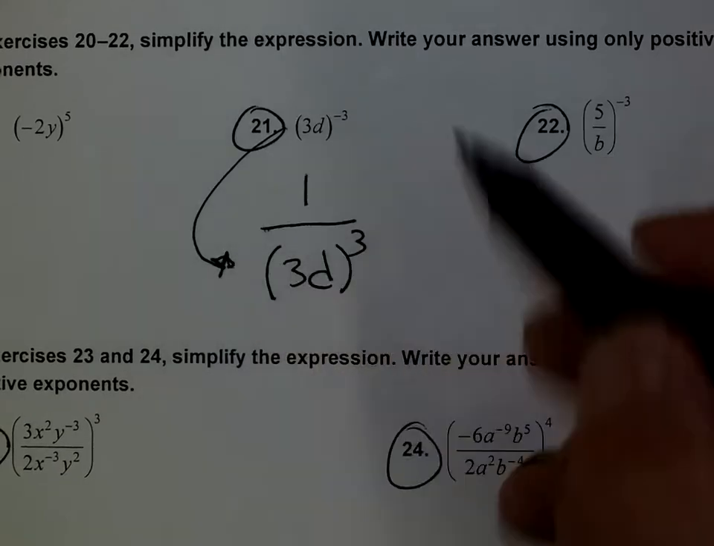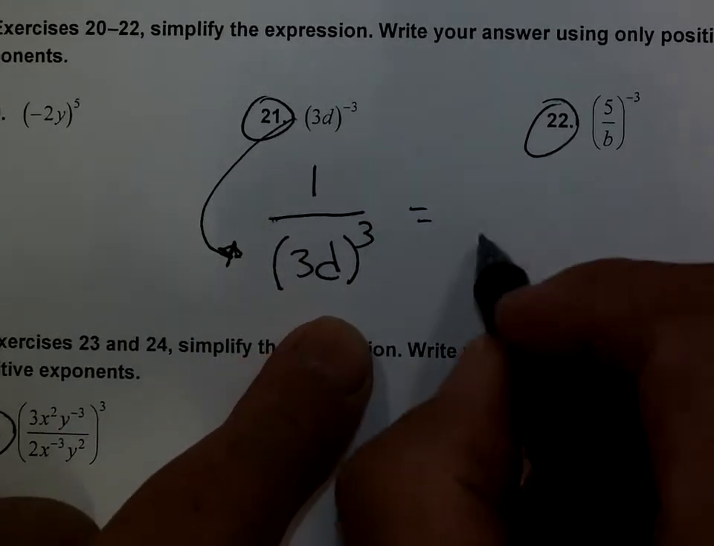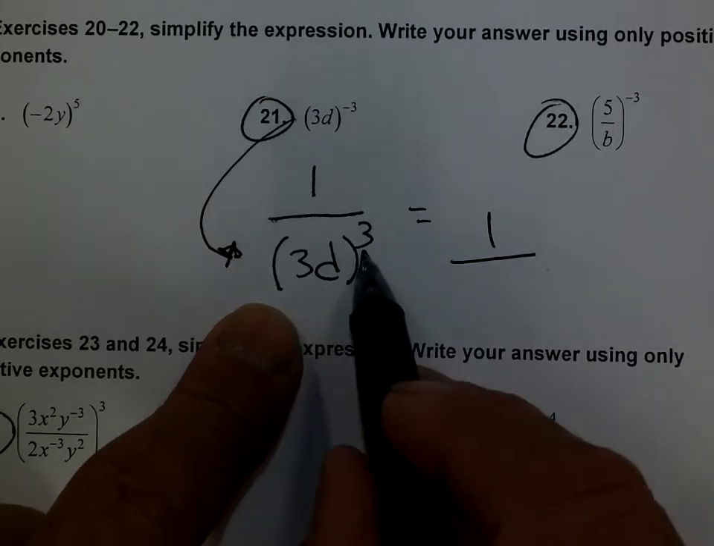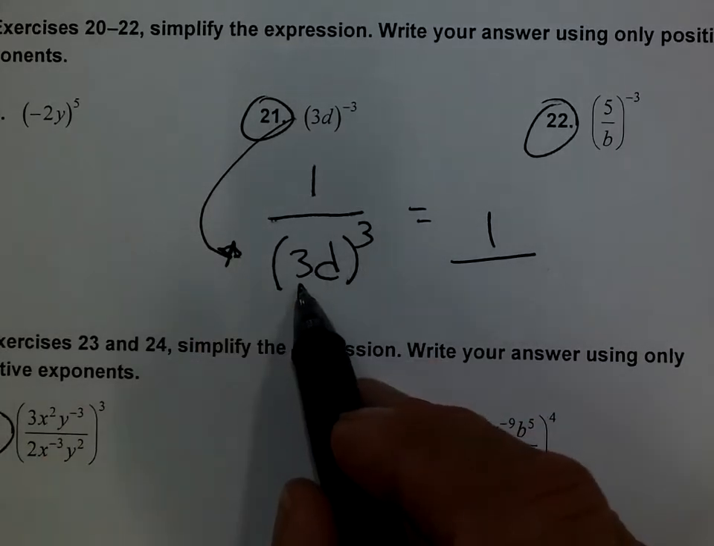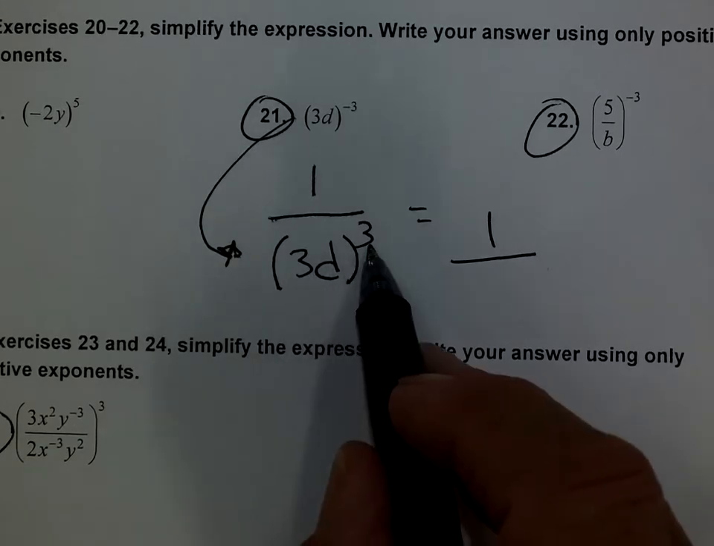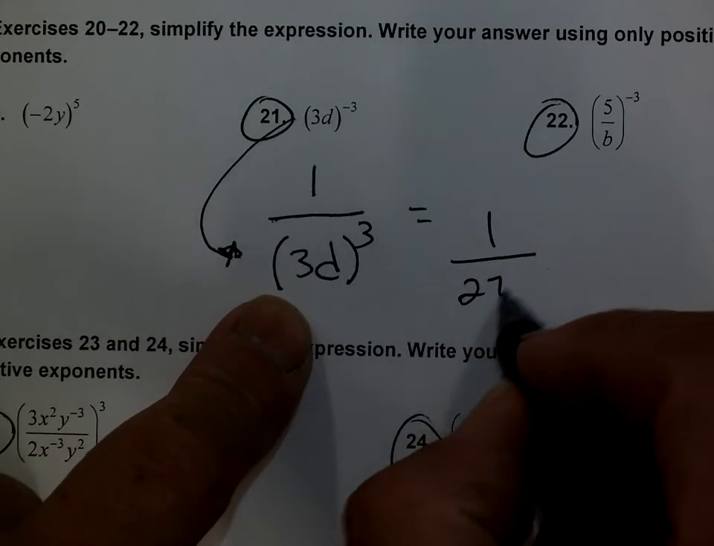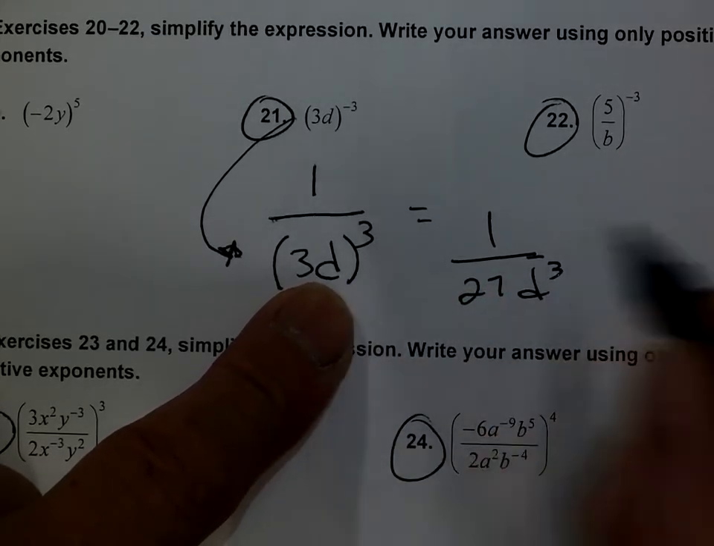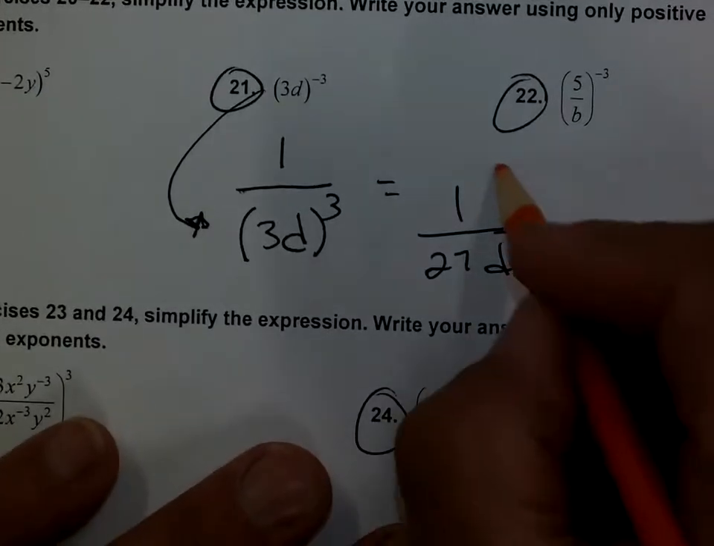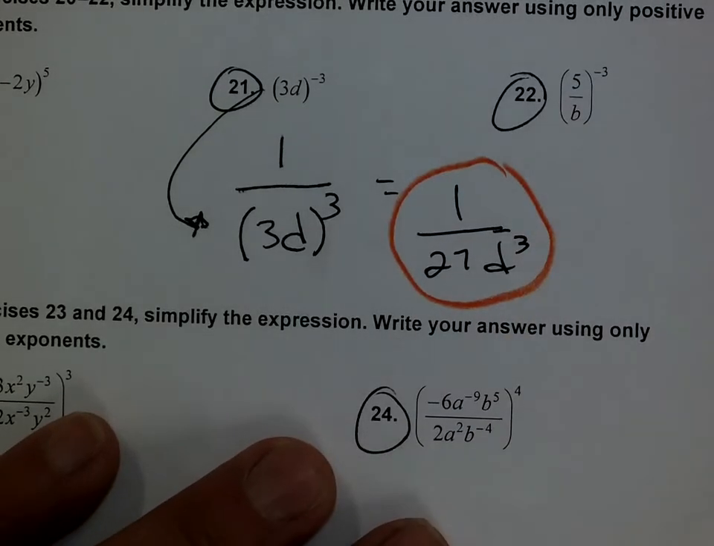Now I'm not done because I can make this 1 over, now 3 to the 3rd power. 3 to the 3rd power is not 9. It is not 9. It's 3 times 3 times 3. 3 times 3 is 9 times 3 is 27. And then d to the 3rd is just d to the 3rd. Okay? Hopefully this is helping. That's why I want to make this a 2-day lesson.